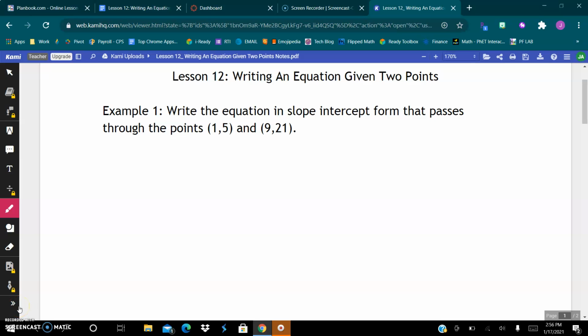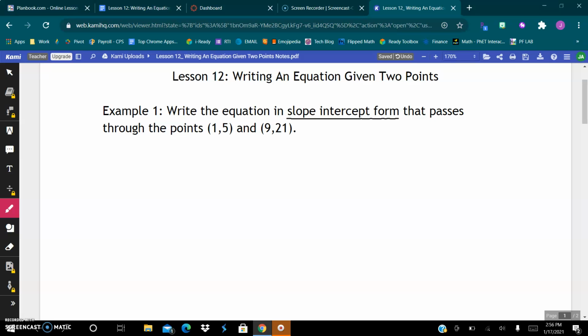Continuing on with lesson 12, we are going to learn how to write an equation when you're given 2 points off of the line. So for example, 1 here, it says write the equation in slope-intercept form. So that means y equals mx plus b. That passes through the points (1, 5) and (9, 21).